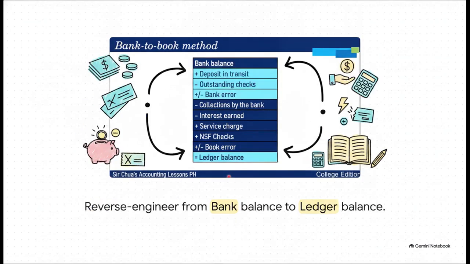Now, the second tool is the bank-to-book method. Instead of meeting in the middle, we start entirely on the bank side and reverse engineer the math to land on your unadjusted ledger balance. So we add the things the bank missed, like those deposits in transit. But then, to make the math work, we actually have to reverse out the ledger items. So we subtract the collections and interest and add back the service charges and bounce checks. If you do it right, you land exactly on your starting ledger balance. It is a fantastic way to logically prove the numbers tie out linearly.